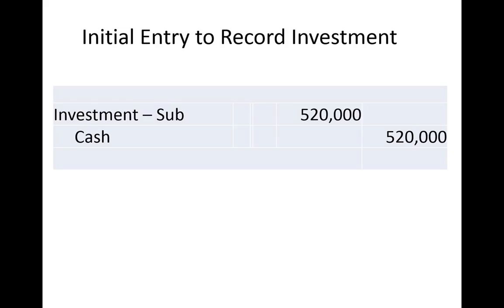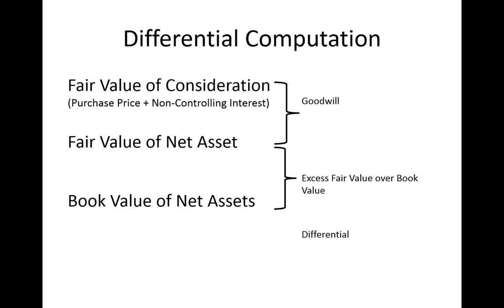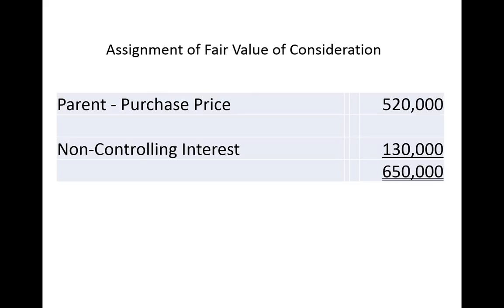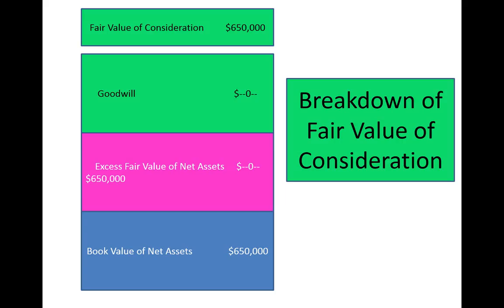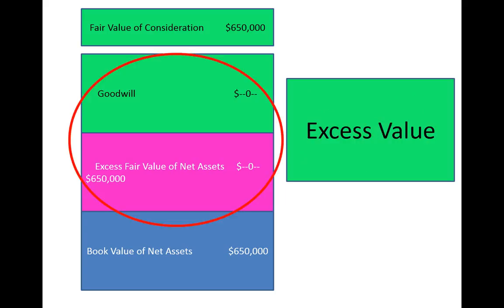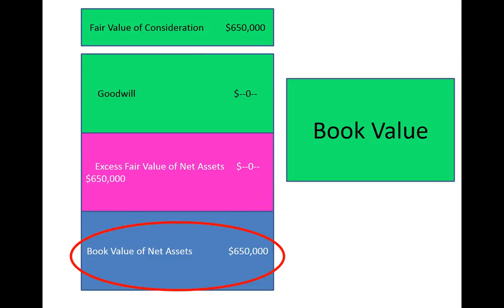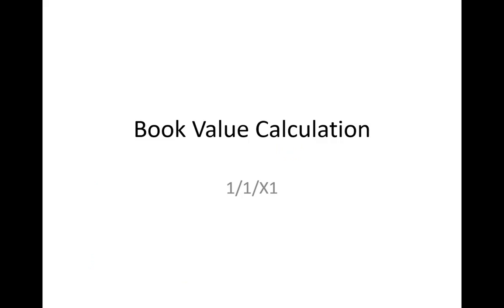The initial entry to record the investment is here. We'll compute the differential, and we can see with the NCI there, we get the fair value consideration, and we see there is no differential. If we break it down, there's no excess value to account for, but we do have book value of net assets, which we'll include in our book value schedule.